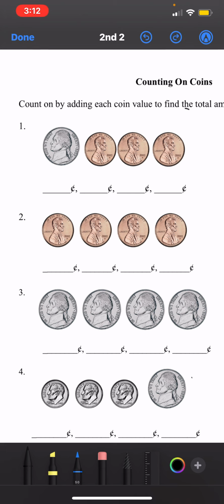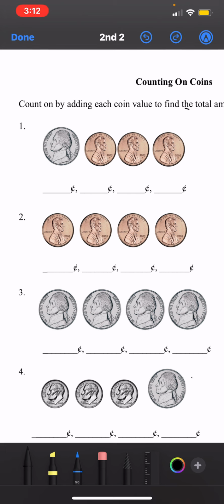1 dime equals 10 cents. So let's write that. Each of these dimes equals 10 cents. 10, 10. And now, what about a nickel? We check for nickel. 1 nickel equals 5 cents. Okay, now we're done here.